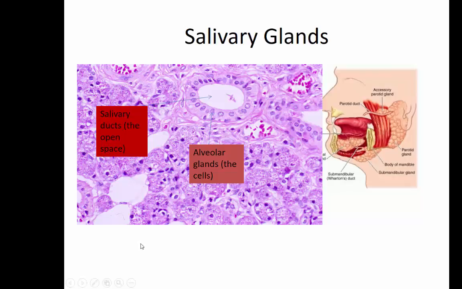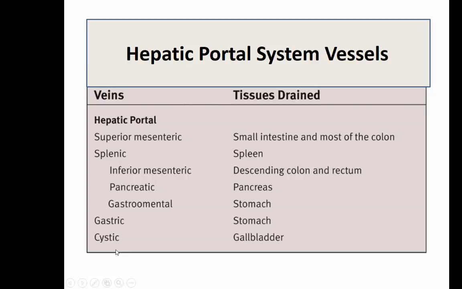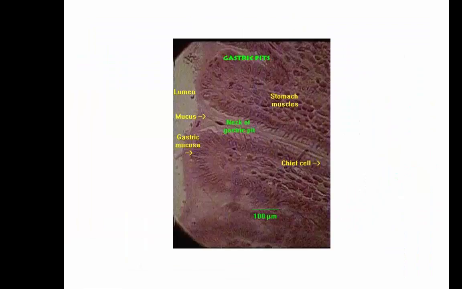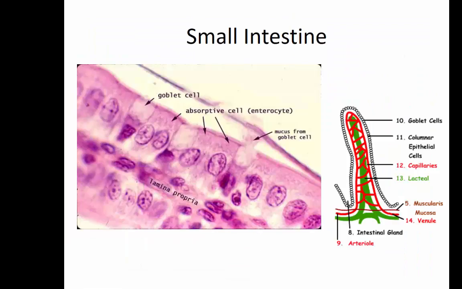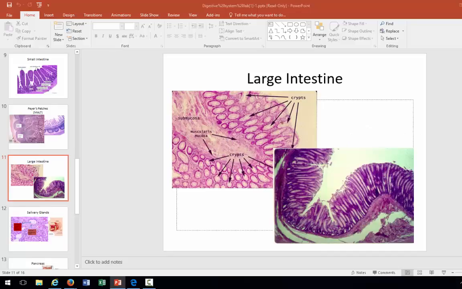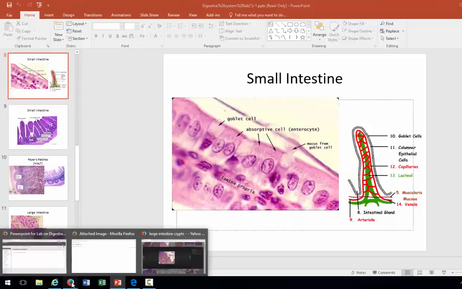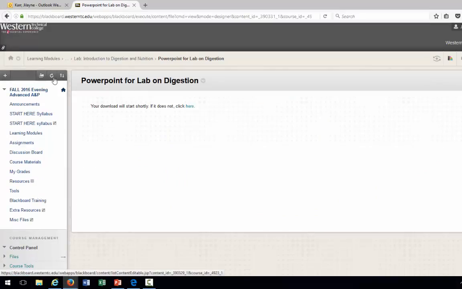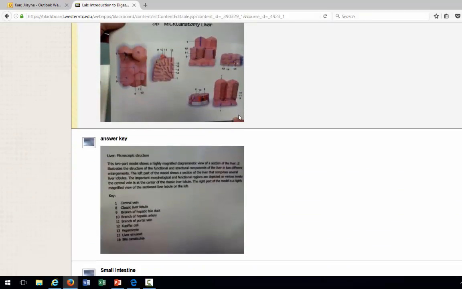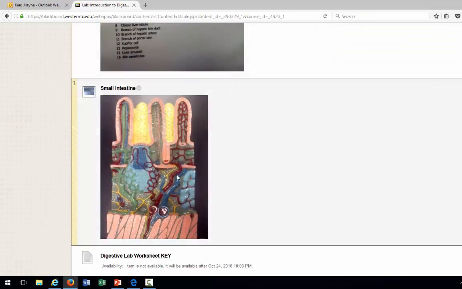We kind of talked about that already. Do I have a picture? I had that one up here. This is objective number 3 on a model or diagram. I'm going to actually go to the Blackboard site. I do have a model of the small intestine right here.